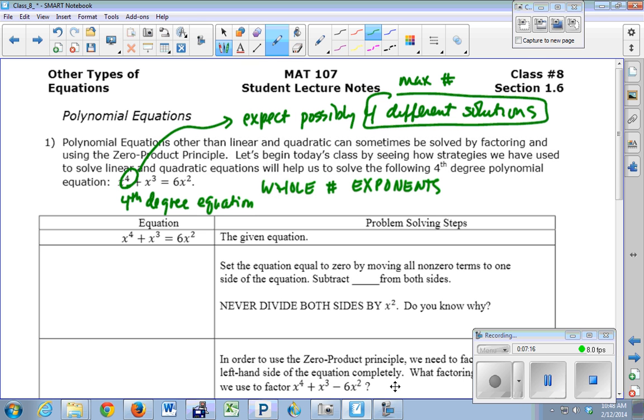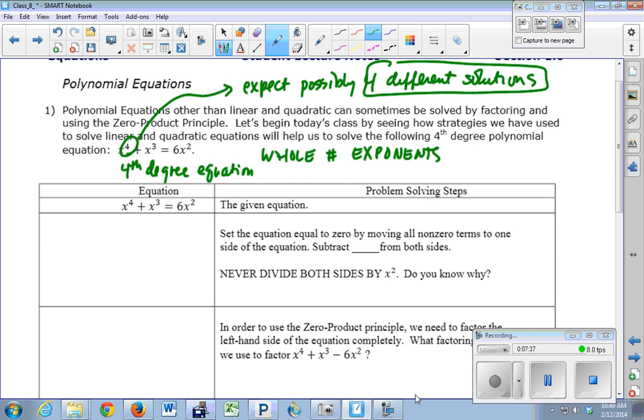Now, you may not get 4 different. You might get 3 different or 2 different. Okay? You'd get 1 different if this was x to the 4th equals 0. You'd only have 1 solution. But this tells you how many types of solutions you could expect when you solve this equation. So before you even begin your work, you can start imagining what you should be looking for as answers.